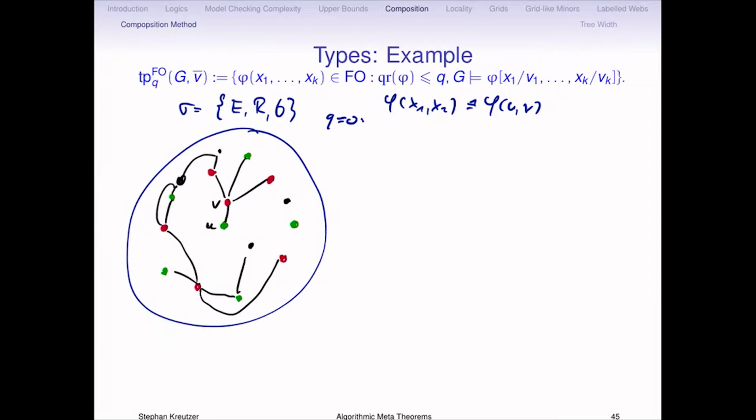Well, what can you say without quantifiers? Well, you can say v is a red vertex, and you can say it is not a green vertex. And you can say u is a green vertex, and it's not a red vertex. And you can say there's an edge between them, for instance. And that's more or less it. And then you have Boolean combinations, of course, of these.